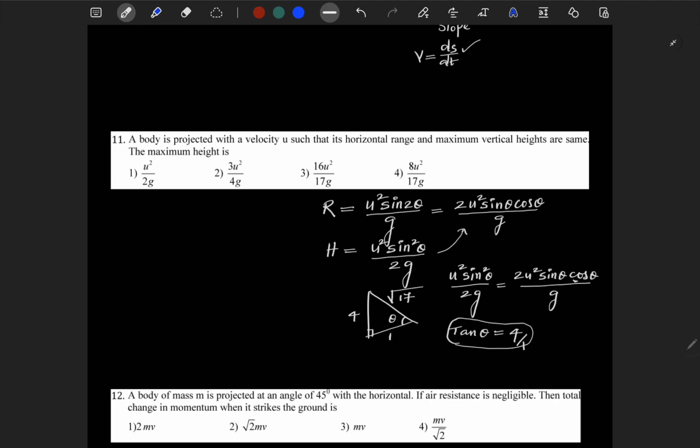So this is root 17. Then the maximum height h is equal to u square, and what is sine from this triangle? Sine theta can be written as 4 upon root 17. So if you square that, 4 square is 16 by 17, and this is 2g here. So now if you rewrite this, it is 8u square upon 17g, which is option 4, the answer for this question.